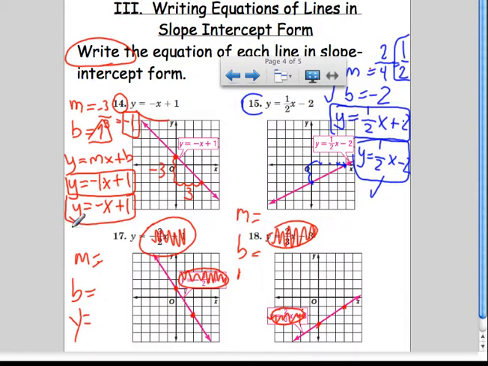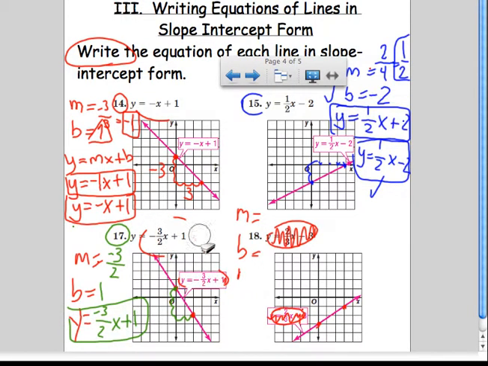Okay, you've tried, so now it's time to check. Looking at 17, you should have been able to see pretty clearly, since I gave it as a usable point, that your y-intercept is 1. And that your slope, which goes down 3 and over 2, is -3/2. So which means the equation should have been y equals -3/2 x plus 1. And that's your equation.